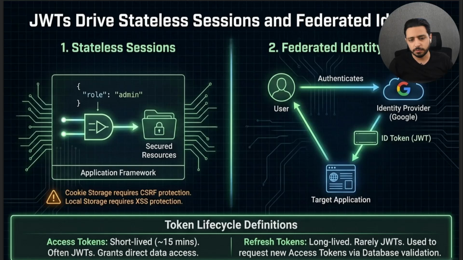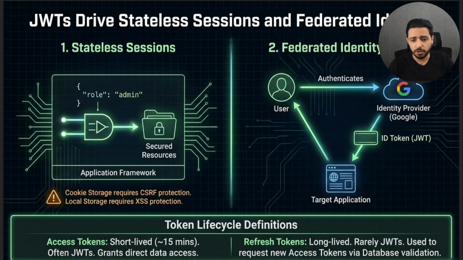Now, within these systems, you will often hear about two types of tokens. First one is the access token. These are short-lived, usually lasting 15 minutes, and are used to actually get data from a server. These are often JWTs. Also, there are refresh tokens. These are long-lived and are used to get a new access token once the old one expires. These usually are not JWTs because the server needs to check a database every time to make sure your account hasn't been banned or deleted.